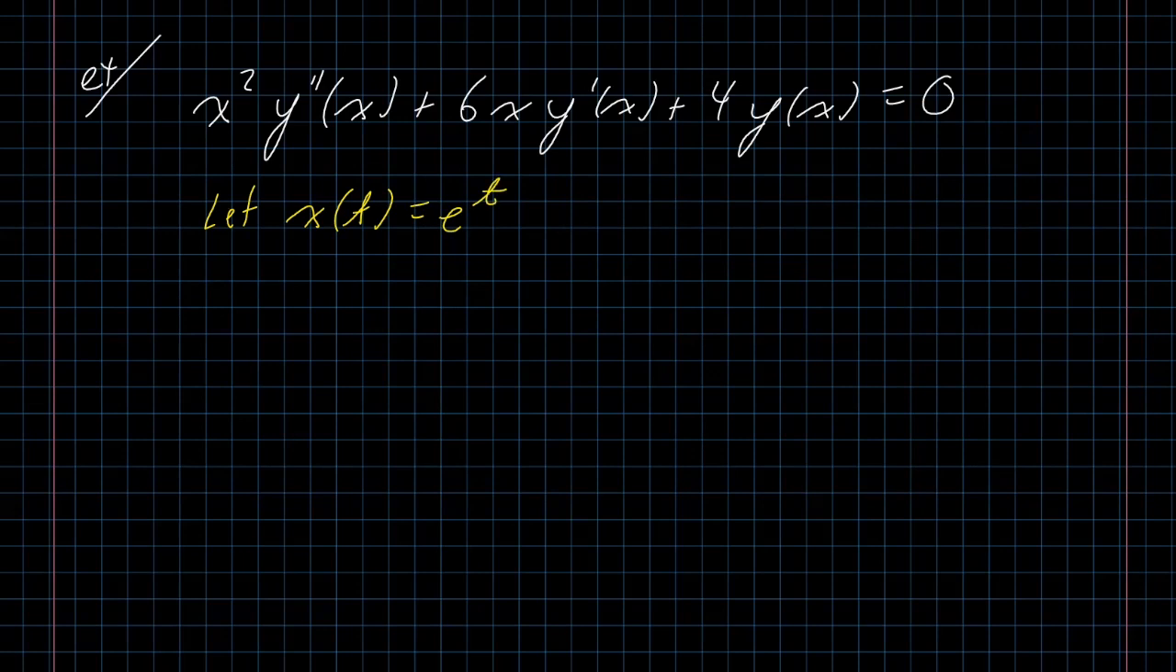Let x of t equals e to the t. So in this case, I'm rewriting my independent variable x, not my dependent variable. And I needed to change my function as well.